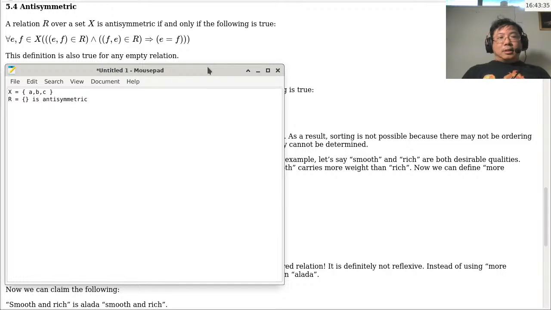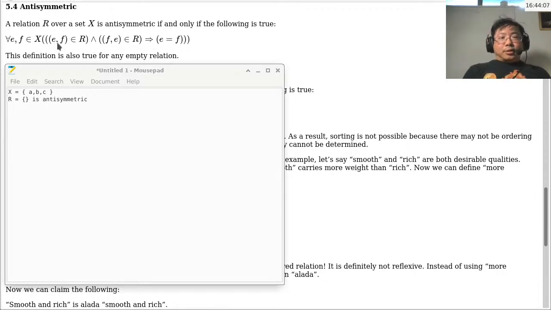The empty set is indeed antisymmetric, because we can see there's an implication here. An implication is true when the left-hand side, or the antecedent, of the implication is false. So that means we have to look on this side here and see whether this conjunction is always false or not. Because if this conjunction is always false, then we are done, because we can now conclude that the implication is always true.